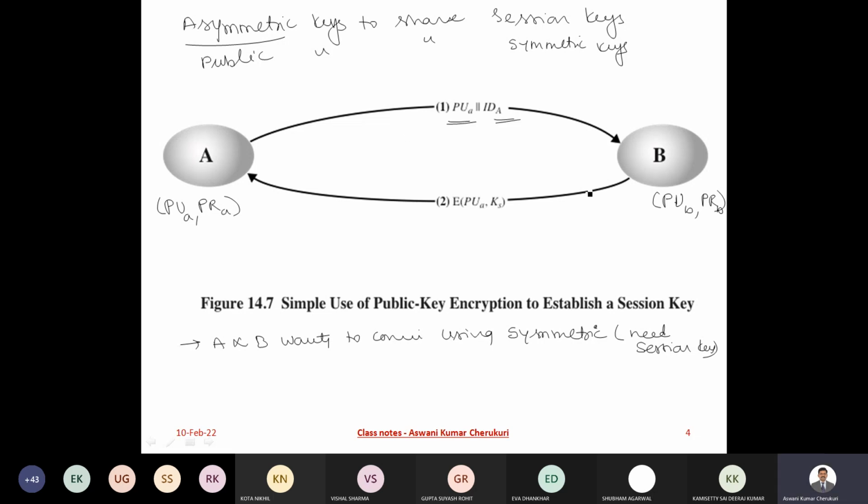For that, what is B responding? B is creating KS, then sharing that KS by encrypting it with the help of the public key of A. Okay, A has sent its public key, right? So B is encrypting this session key that B has created with the help of the public key of A. Now, will A be able to decrypt the second step or not? How will it decrypt?